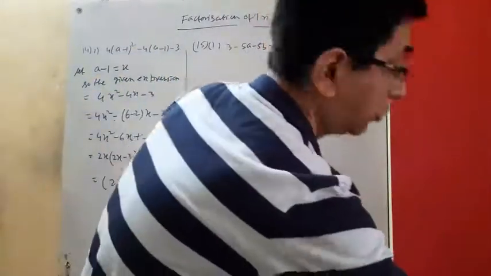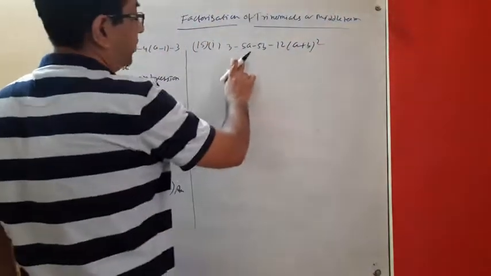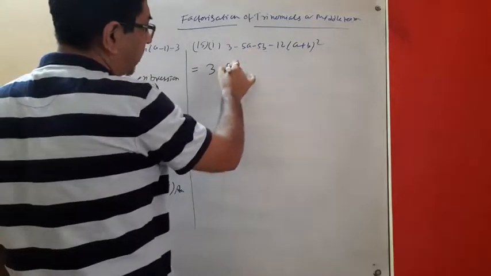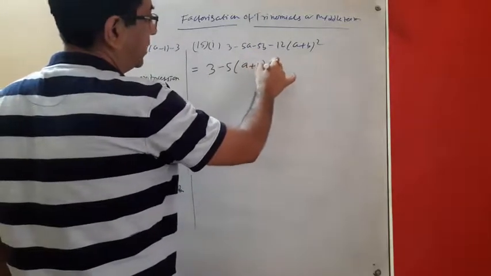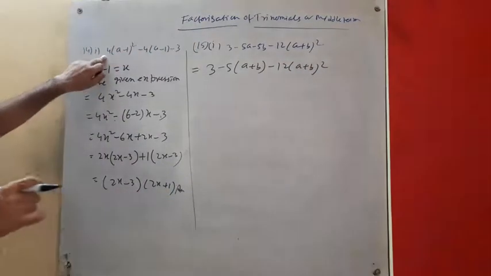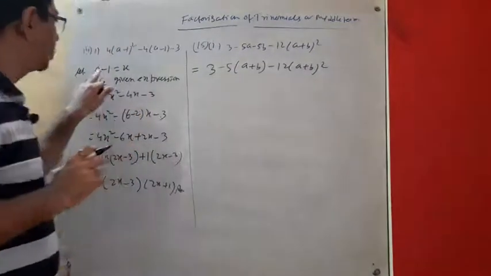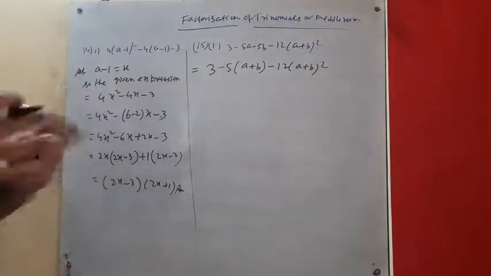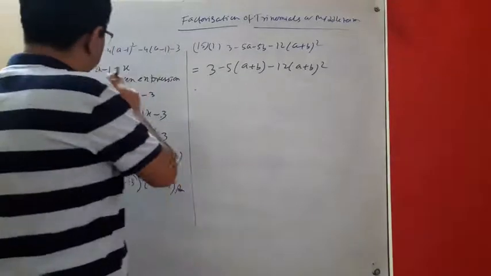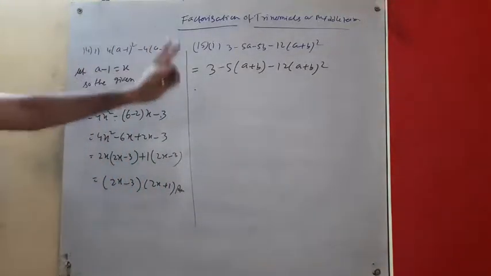Now we come to this one. How will we do this one? This is 3 − 5a − 5b − 12(a + b)². From the first terms we take common −5 so that we get (a + b). Look, this is of the form we saw. You can assume a + b = x, or without assuming something equal to x, we can do it another way also.